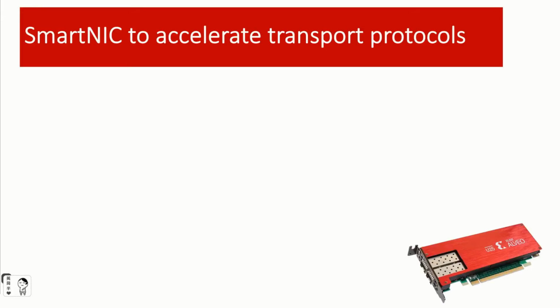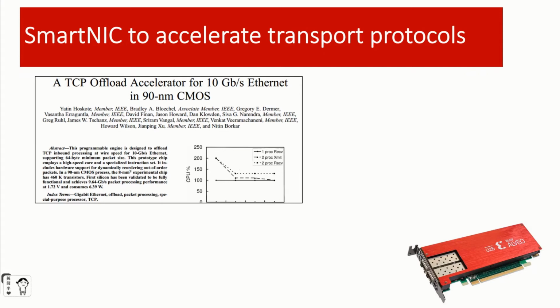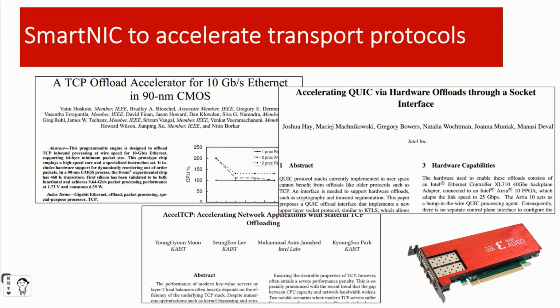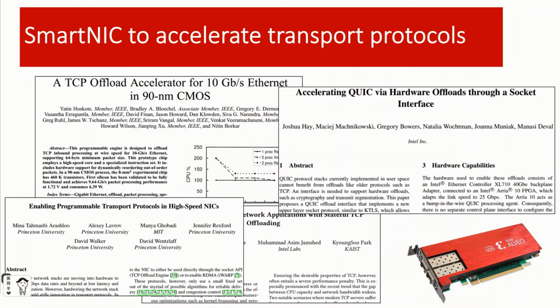So in recent years, we have seen a lot of research on how to use SmartNIC to accelerate transport protocols. We have works about how to fully offload TCP onto SmartNIC, and also work about how to accelerate TCP by offloading just part of the transport layer protocols or operations. And there is also work about how to offload crypto operations onto SmartNIC to bring some benefits for transport protocols like QUIC.